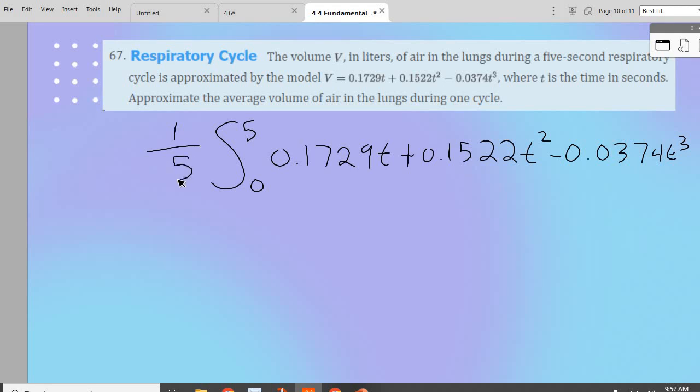Right? So if it asks you for the average value, please be careful, because what a lot of people want to do is plug in 0, plug in 5, get those two answers and divide by 2. Okay, but again, if my volume is always changing, I cannot do that. Does that make sense? So we are going to use our calculator. You're going to want to have a graphing calculator. I'm going to show you how you plug all of this in.